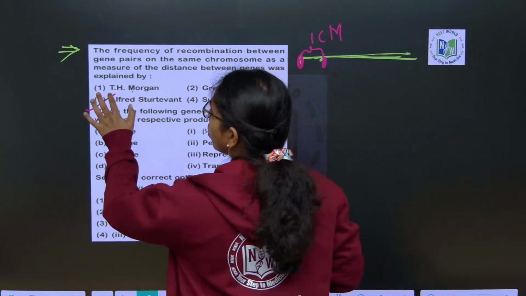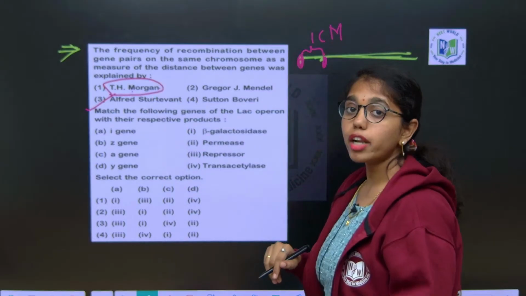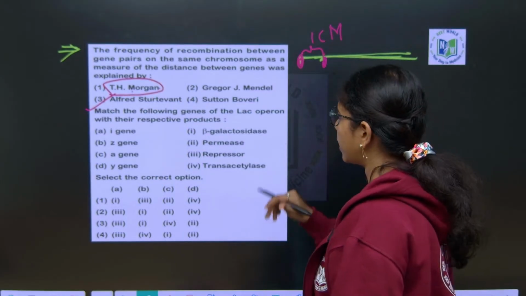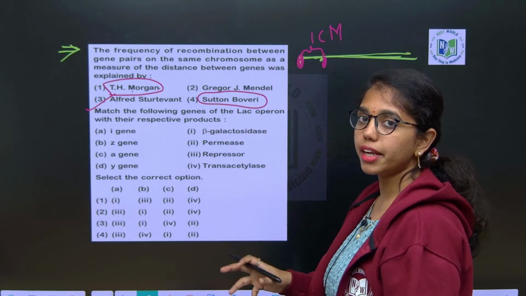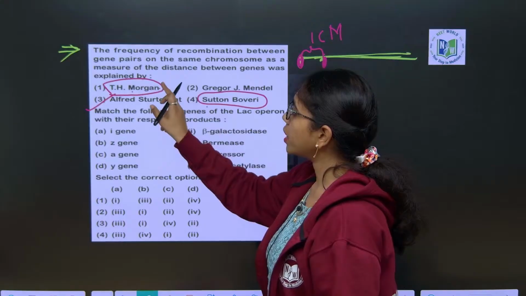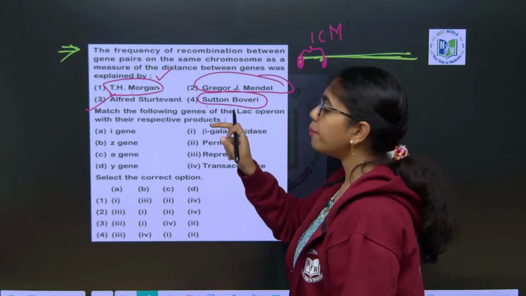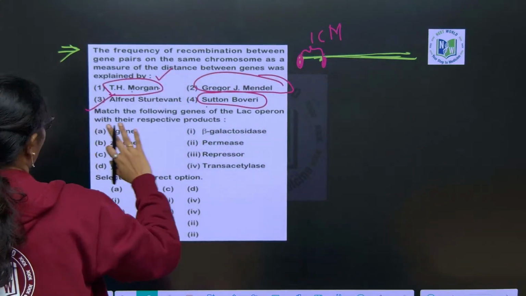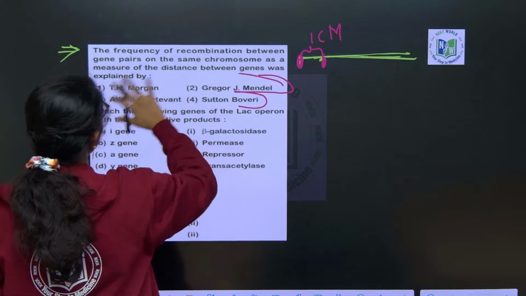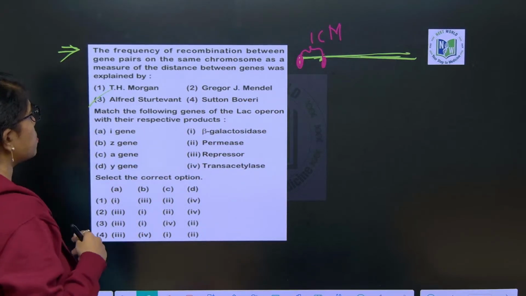What did T.H. Morgan do? He has conducted an experimental proof for the chromosomal theory of inheritance. Sutton and Boveri proposed the chromosomal theory of inheritance, and the experimental proof is given by T.H. Morgan. Gregor John Mendel is the father of genetics. You have to be very clear with respect to the scientists from genetics. So, here the option is 3.